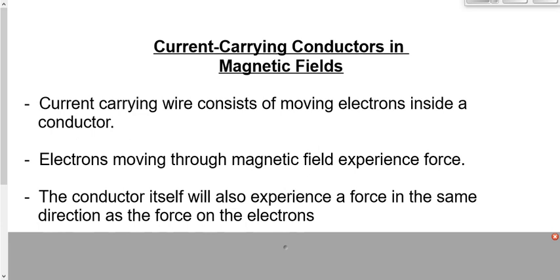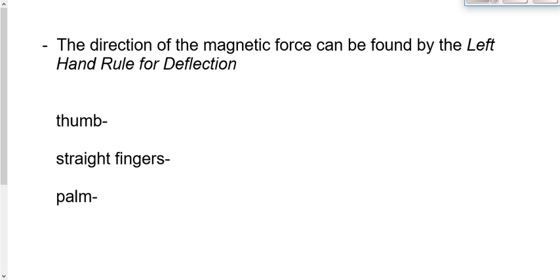In fact, it experiences a force in the same direction as the force on each of these electrons. So if all these electrons are moving through the wire like this, and they experience a force downward, then the wire itself will experience a force downward. We're going to learn in a minute how to actually find the direction of that force, and in addition to that, the magnitude of that force. Let's deal with how to find the direction of the magnetic force first.